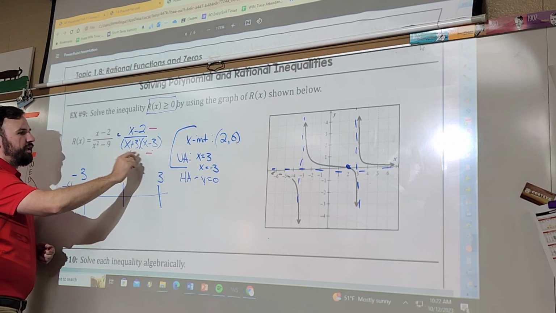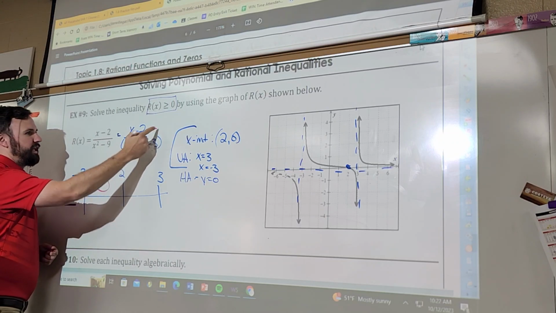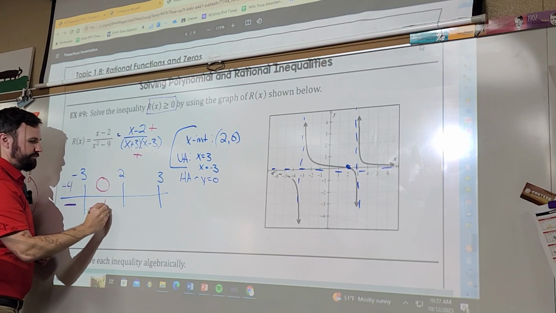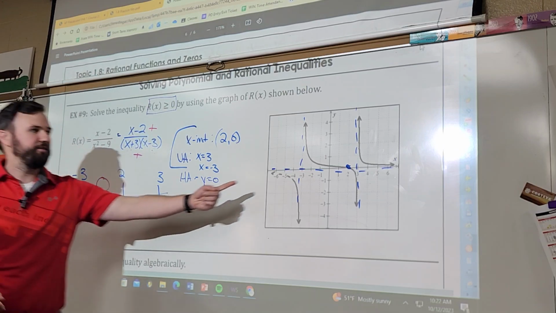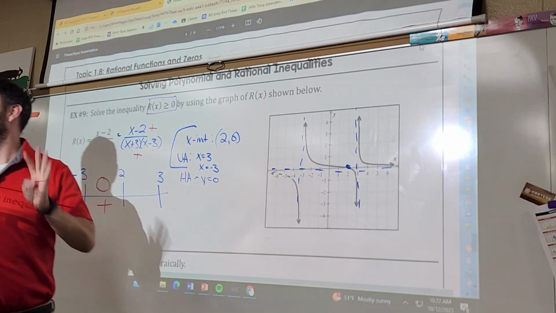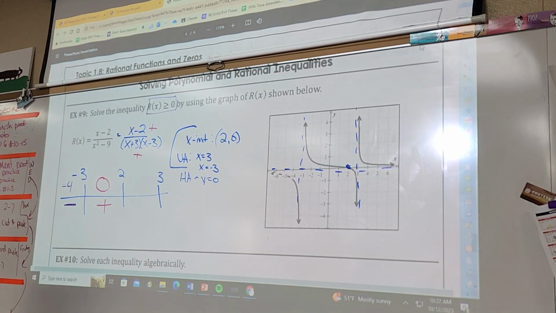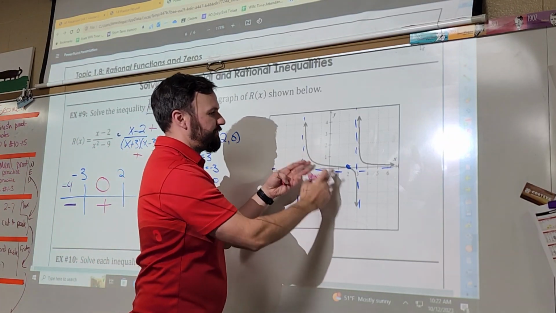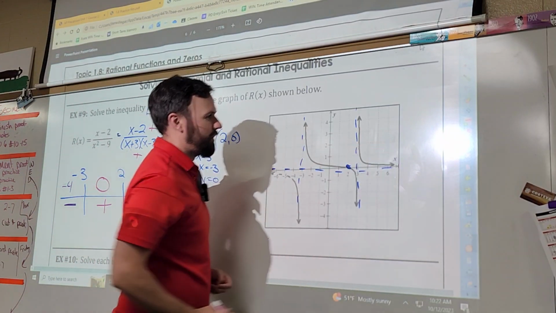What's a positive times a negative? What's a negative divided by a negative? Does that match our graph? Okay, but we're pretending like it's not there. But if you just had the graph, you would see below 0, above 0, below 0, above 0.